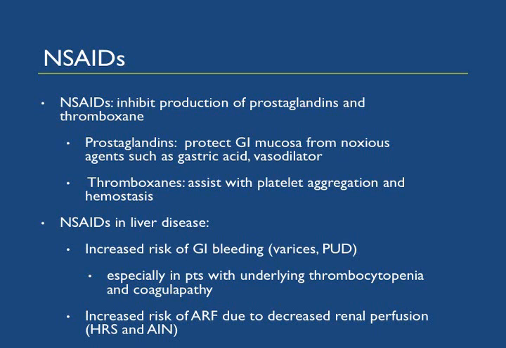NSAIDs also increase the risk of acute renal failure due to decreased renal perfusion, and this can be via a mechanism of hepatorenal syndrome or acute interstitial nephritis. In one study, patients with cirrhosis that were given 50 milligrams of indomethacin every 6 hours for just 1 day had a 19% reduction in GFR, 23% reduction in renal plasma flow, and a 29% increase in serum creatinine.